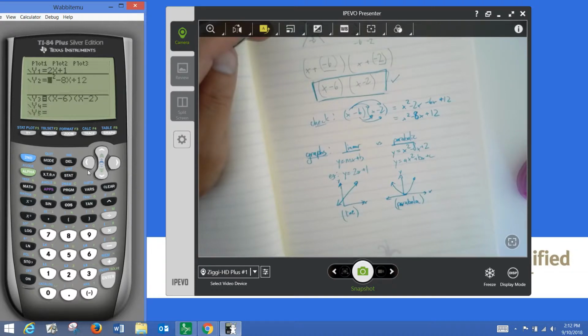What if I turn on the other one? What do you guys expect to happen? Let's turn off the second graph and see what happens.